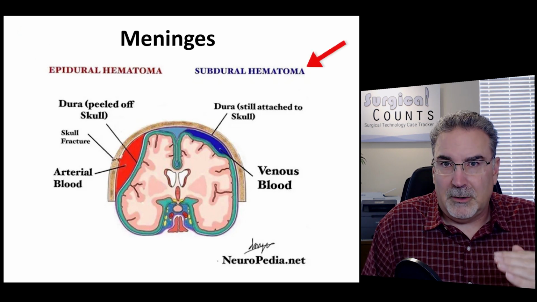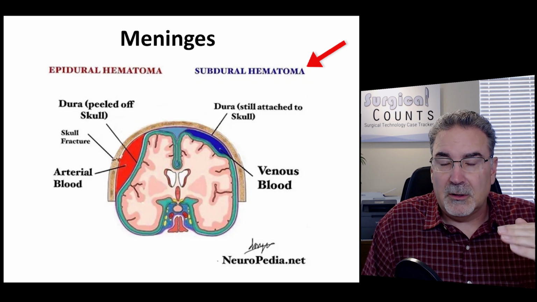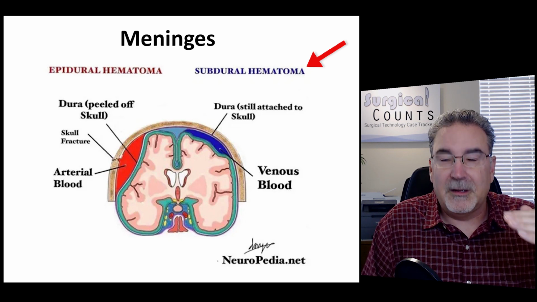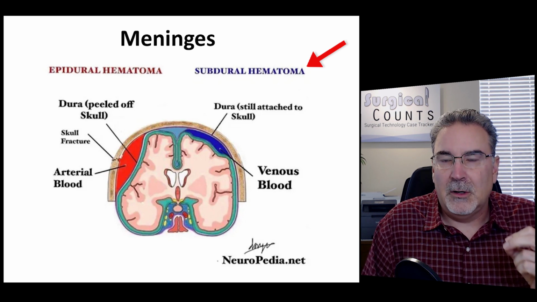Now, a subdural hematoma is going to be below the dura. So that's going to be between the dura mater and the arachnoid mater. So a little bit of bleeding in that area is going to be a subdural hematoma.